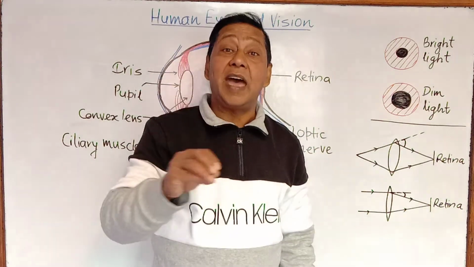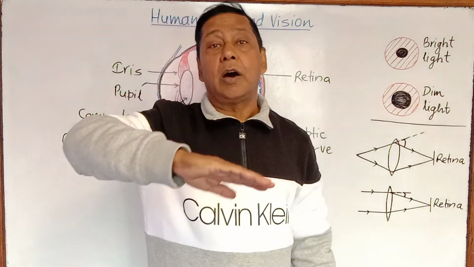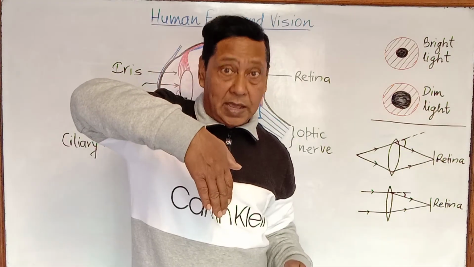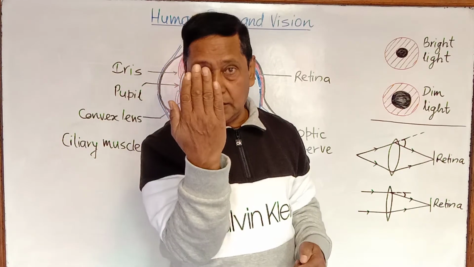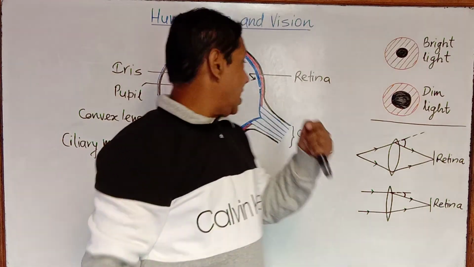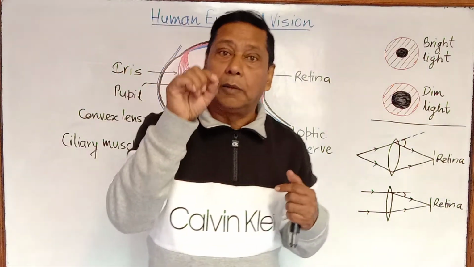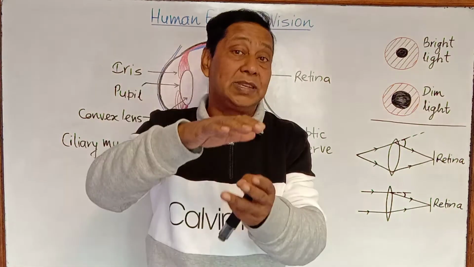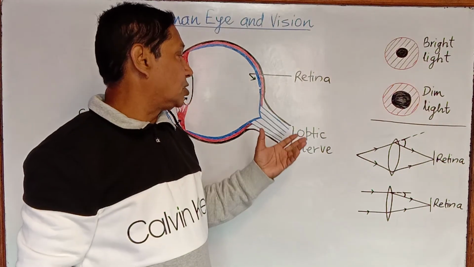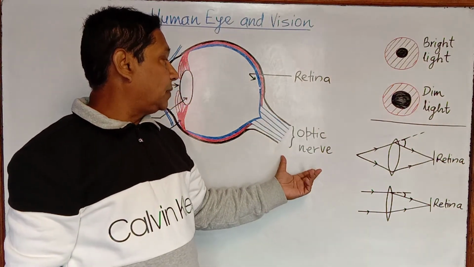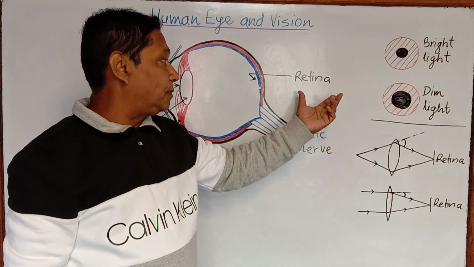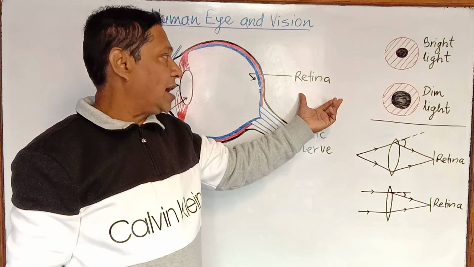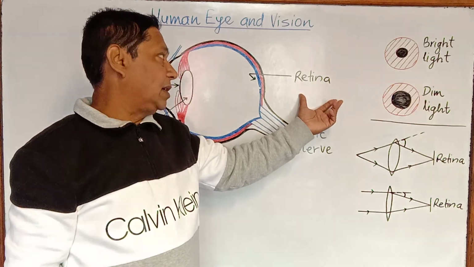Our brain has the capacity to make the image erect. The image is inverted on the retina, but the brain has the capacity to see it by making it erect. And since the image is small, the brain has the capacity to make it sizable, whatever its size. And this is the function of the brain. This way the optic nerve carries the information of the image to the brain, and the brain reads it according to its shape, size, and whether erect or inverted.